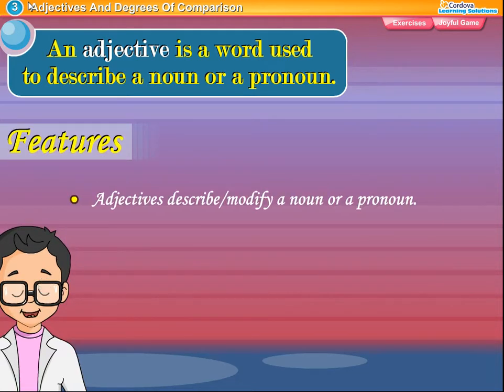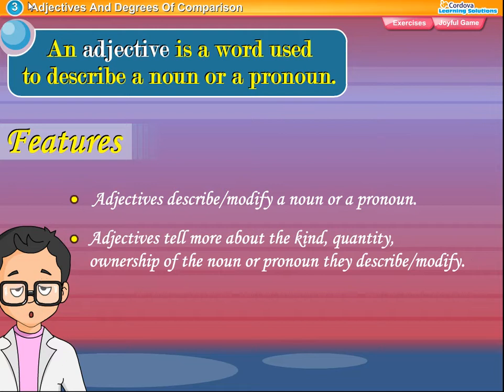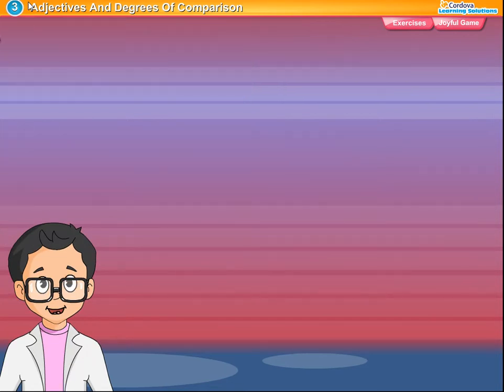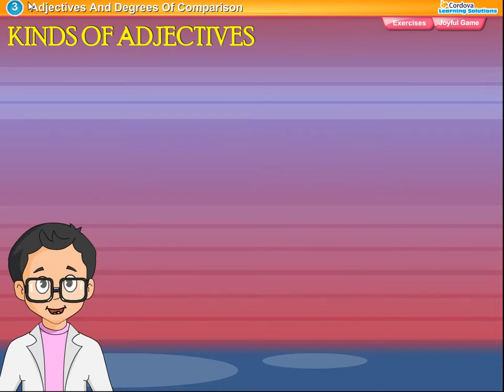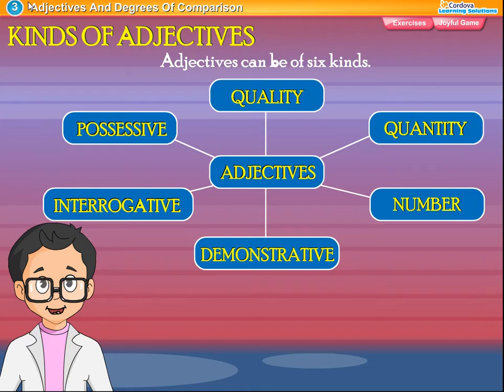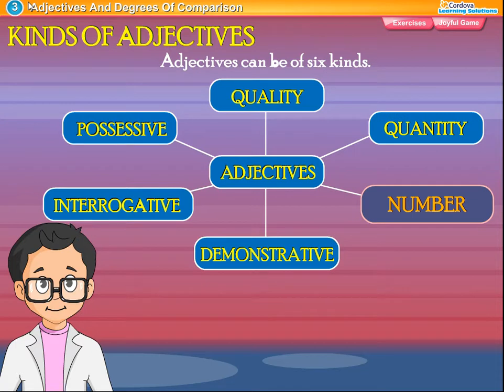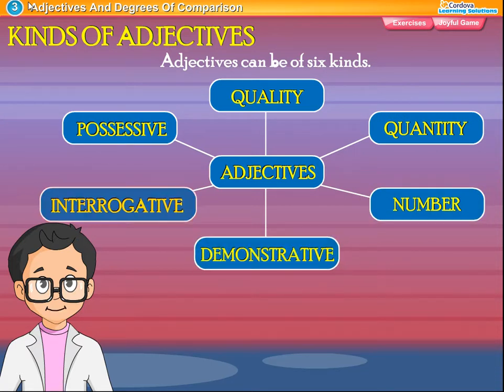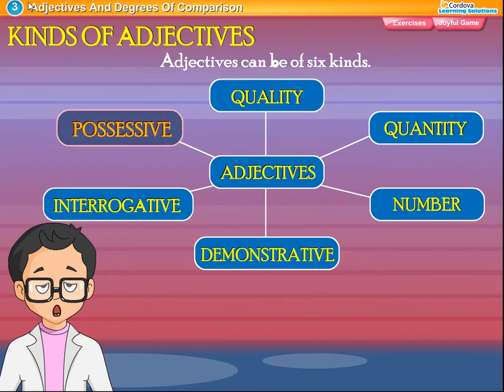Features: adjectives describe or modify a noun or a pronoun. Adjectives tell more about the kind, quantity, ownership of the noun or pronoun it describes or modifies. Kinds of adjectives. Adjectives can be of 6 kinds: quality, quantity, number, demonstrative, interrogative, possessive.